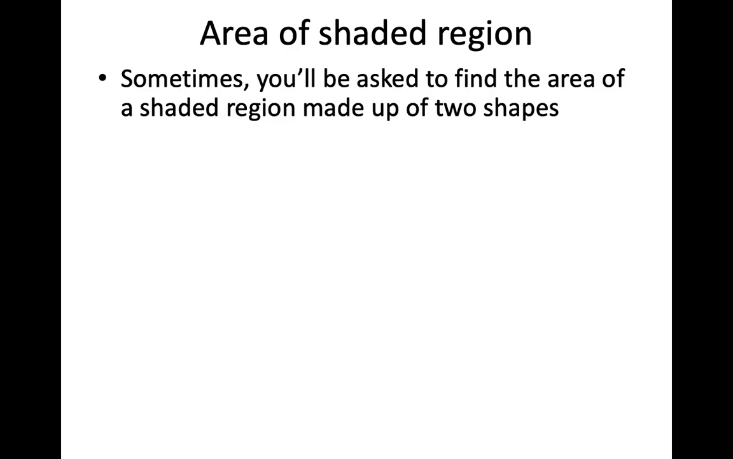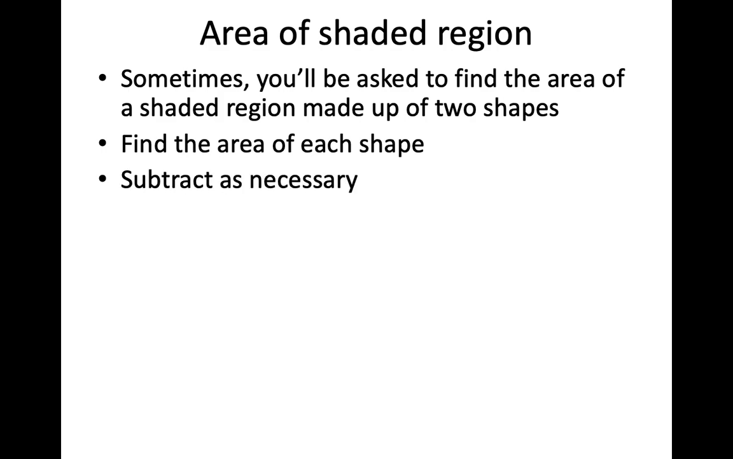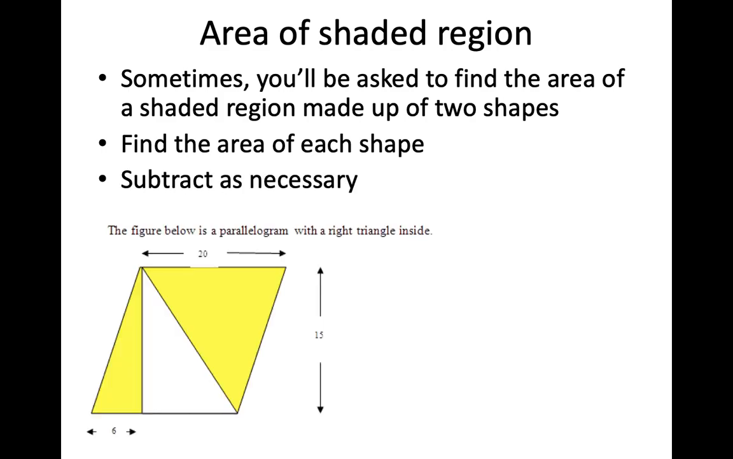And that can be made up of more than one shape, in this case 2 shapes. So you're going to find the area of each shape, and then you would subtract as necessary. So here I have a parallelogram, and there's a right triangle that's in white inside. I want to find out the area of this yellow piece, what's left.